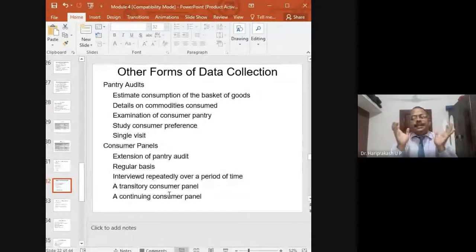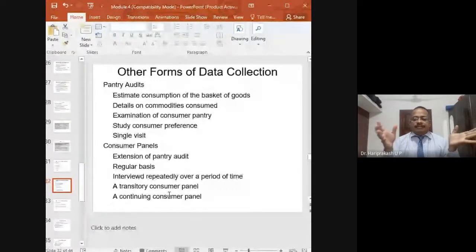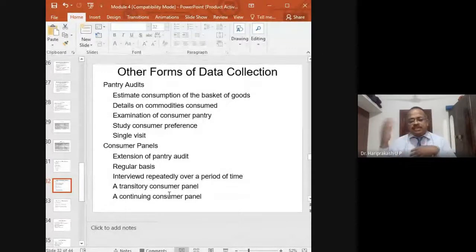And the houses are fixed. They will speak to them and say that we are doing a research and we will visit your house and your storerooms and we will observe the products that you have bought over a 1 year time. So the same customers, they will visit again and again. So that is called a consumer panel. Interviewed repeatedly over a period of time, they may be asked about the products being bought. Okay.